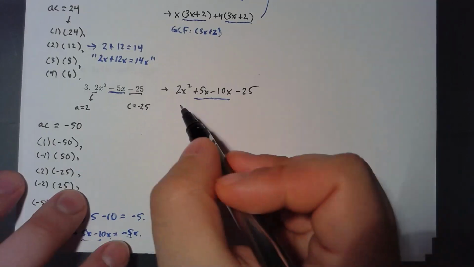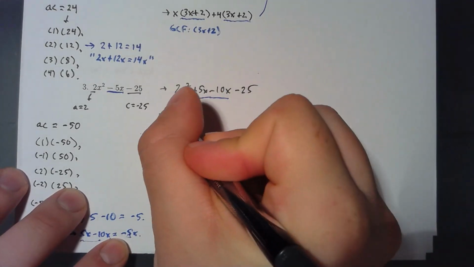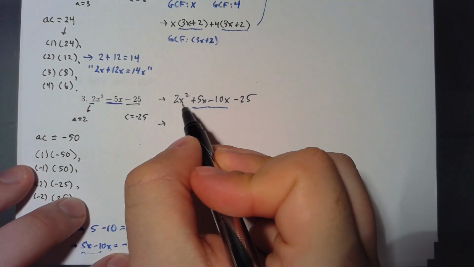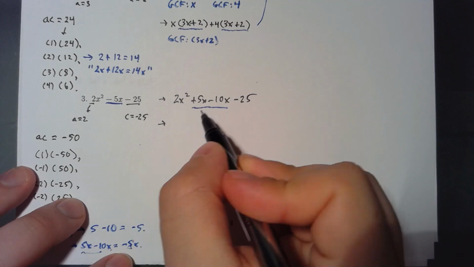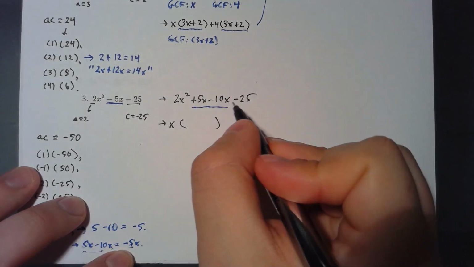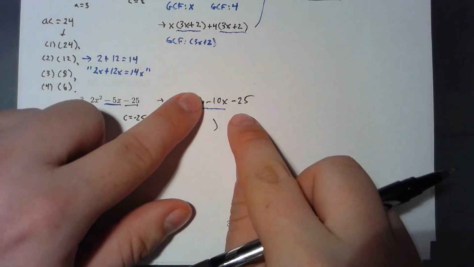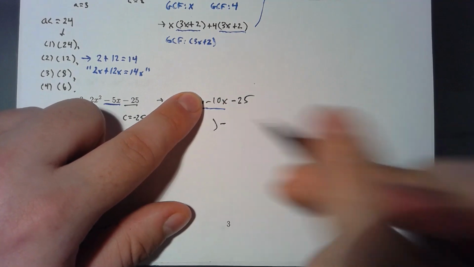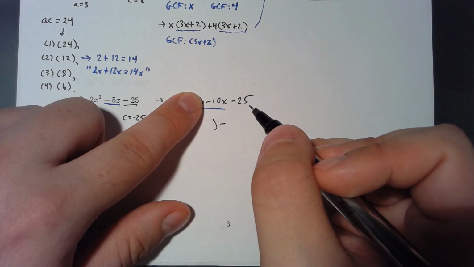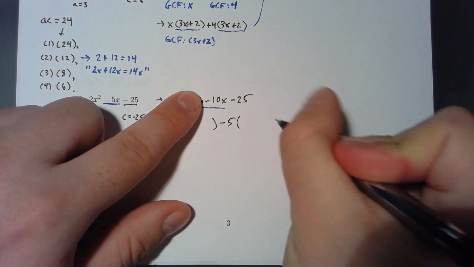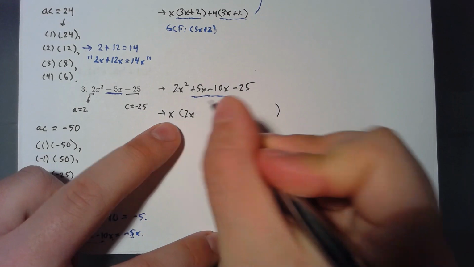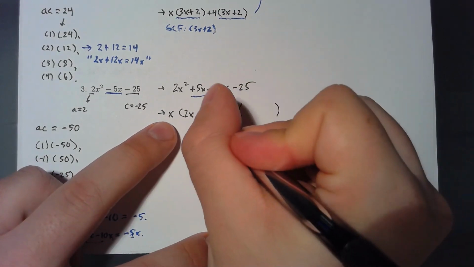So now I could just do the grouping, right? What's the GCF in the first group? The GCF here is going to be x. So I'll factor that out of the first group instead of writing it out. What's the GCF in the second group? Now in the second group it's negative, right? So it's going to have a negative with it. What's the highest number that goes into 10 and 25? I think that's going to be 5, so negative 5. When I factor an x out of 2x squared, I have 2x. When I factor an x out of 5x, I have 5.